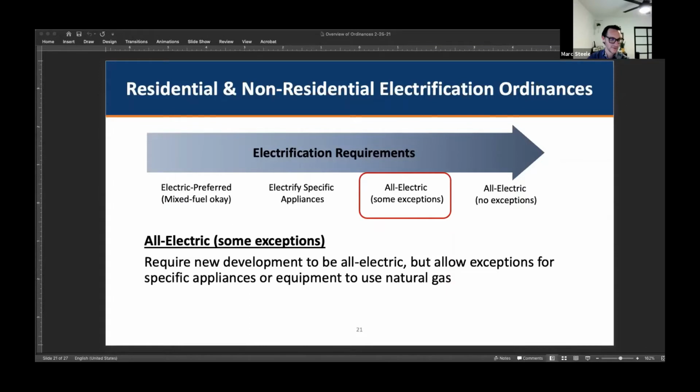Additionally, there are some ordinances that exempt certain occupancy types from the electrification requirements. Generally, that would be for non-residential construction, so for emergency facilities or research laboratories, those types of facilities where natural gas may be required for operations.